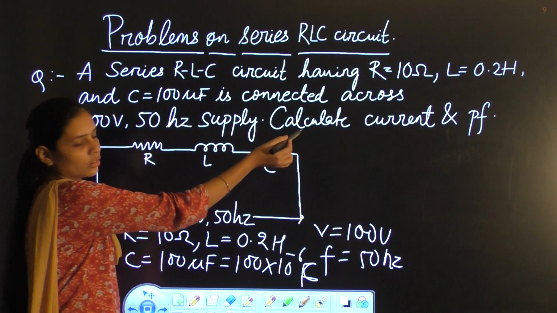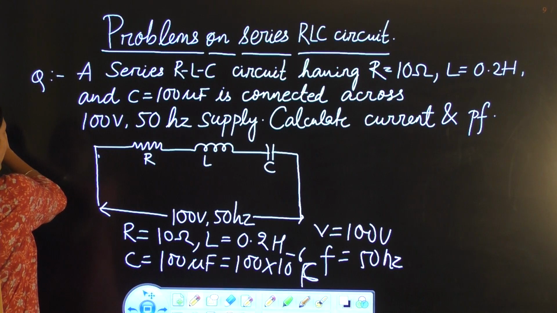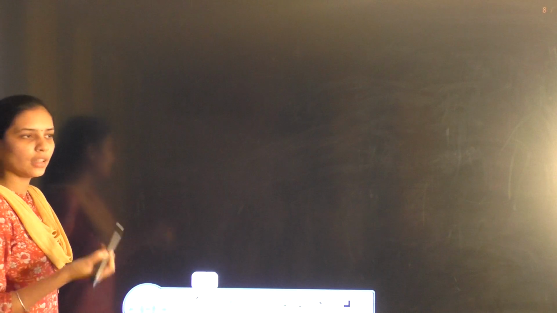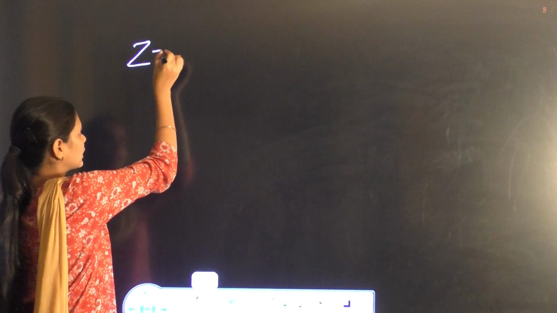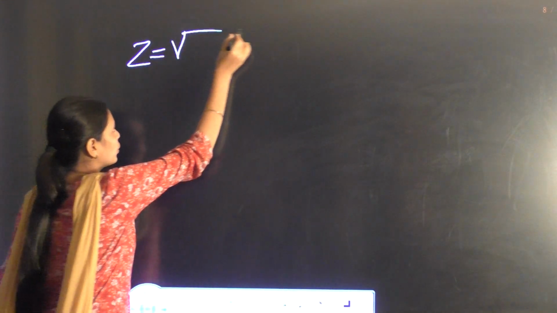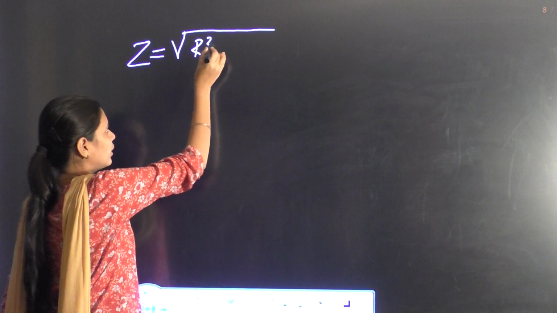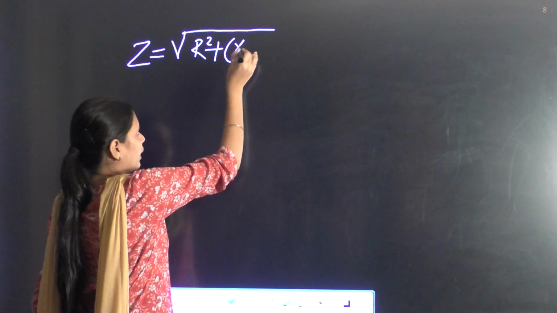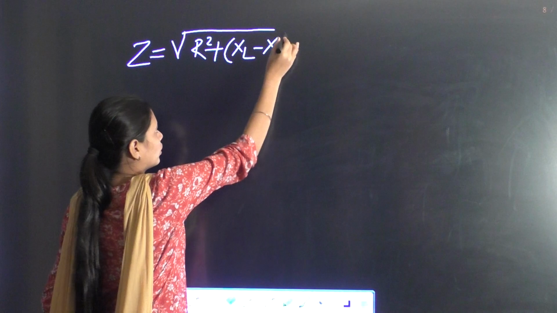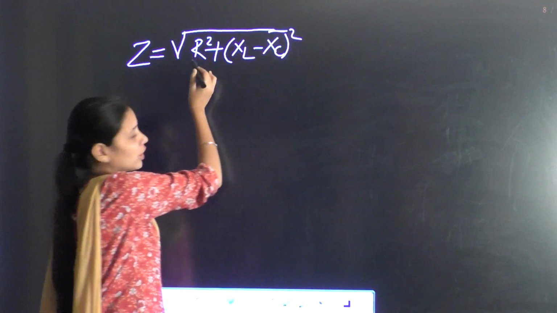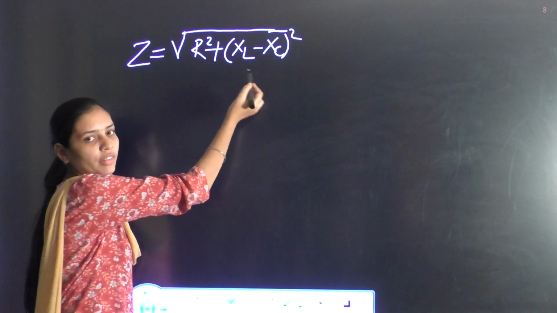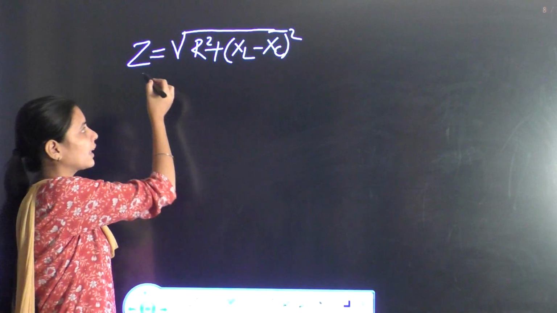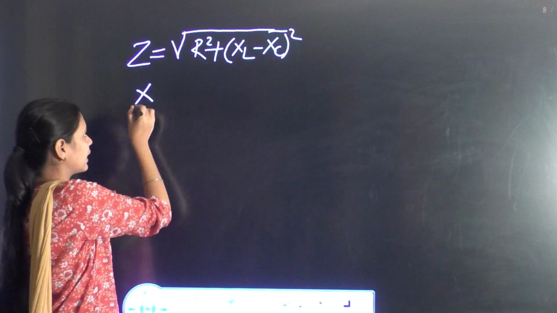So I have to calculate the current and the power factor. To do that, I should first know the impedance, and the formula for impedance is Z equal to root over of R square plus XL minus XC whole square. I know the value of the resistance R, but I don't know the values of XL and XC. So before calculating Z, I will calculate XL.